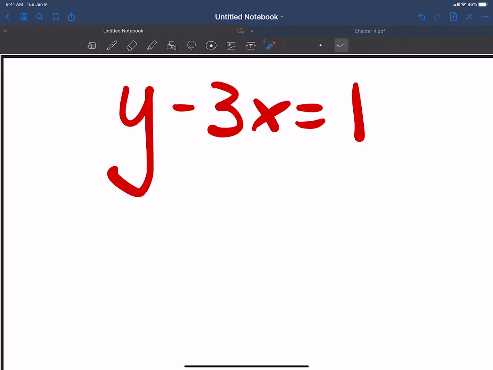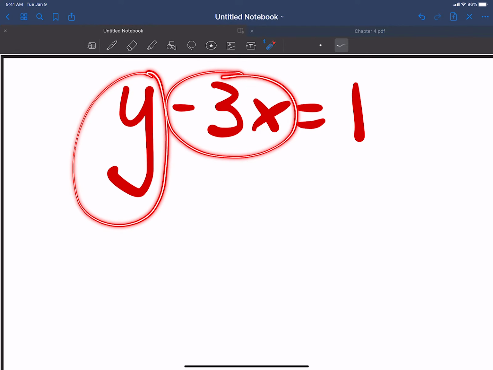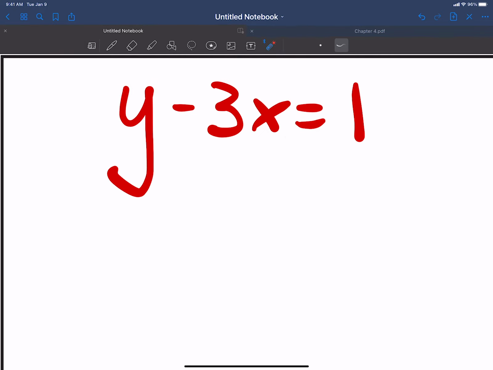So, just like we learned in algebra in 7th grade, to get y by itself, you have to do the opposite of what's happening to it. Y is being subtracted by 3x. What's the opposite of subtracting by 3x? Well, it would be adding 3x. But if I do it to one side, I have to do it to the other.